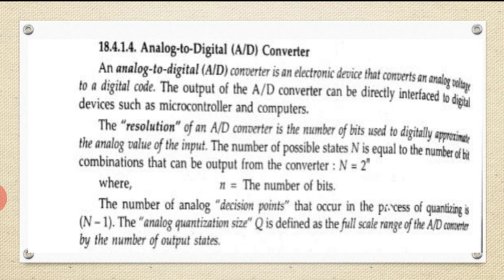If you take an ADC that is 4 bit, 8 bit or 10 bit, you will come to know the number of possible states N. The expression is given here: N equals 2 raised to n, where n is the number of bits.